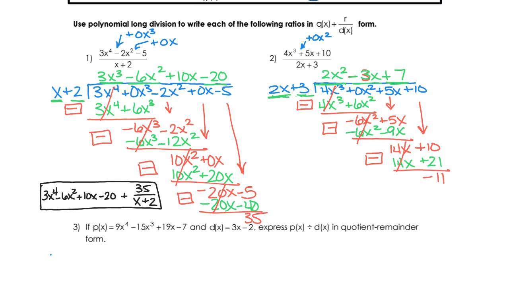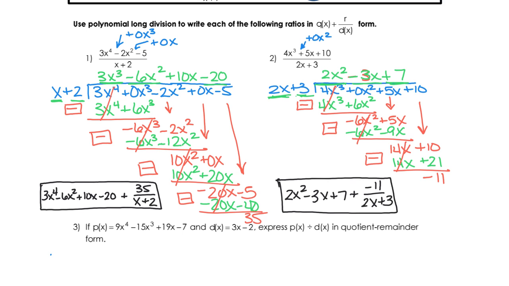And now we can go ahead and write our answer in quotient remainder form. So our quotient is 2x squared minus 3x plus 7 plus our remainder, which is negative 11, over our divisor, which is 2x plus 3. And so what this means to me is that we have a remainder of negative 11. Okay, that 2x plus 3 is not a factor. That x equals negative 3 over 2 would not be a 0.